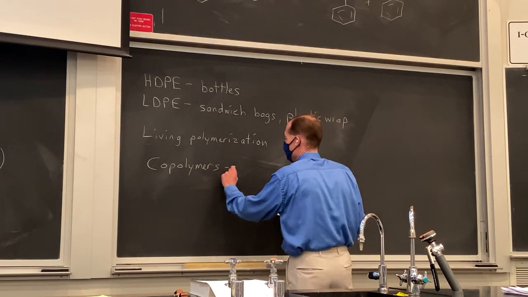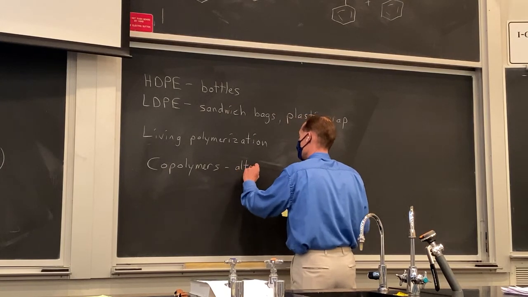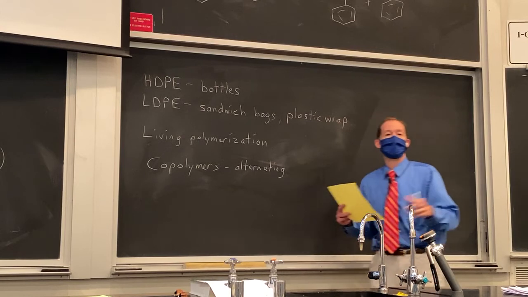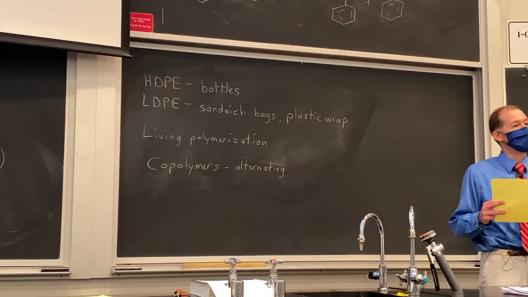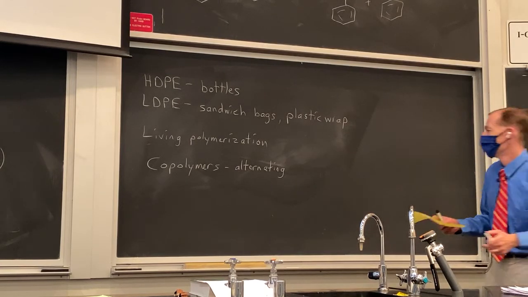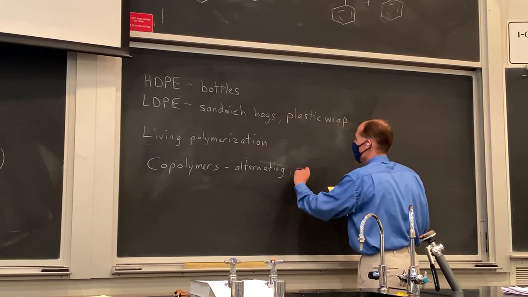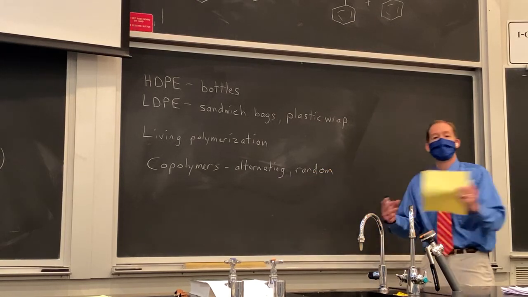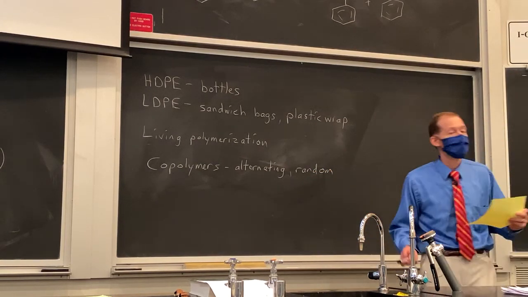copolymers as either alternating. An alternating copolymer is going to have a regular pattern. It's going to be an AB, AB, AB pattern of those two monomers. Or we can have a random copolymer. Okay, random copolymer is going to have some random mixture of A and B.